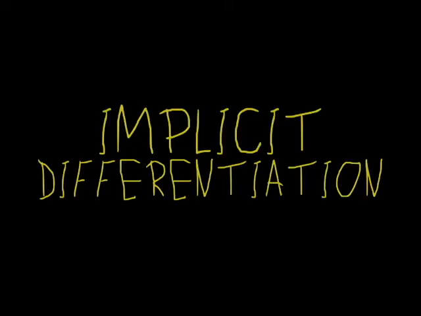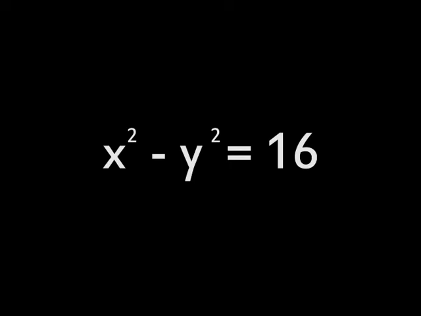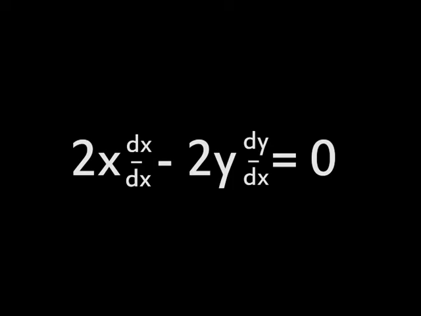In this lesson, we're going to find the derivative of an equation using the process of implicit differentiation. Let's have an example. Let's try to get the derivative of y with respect to x of the equation x squared minus y squared is equal to 16. First, we need to differentiate both sides with respect to x. So we're going to have d over dx multiplied to the whole equation. Now, we're going to apply the differentiation rule. We're going to have 2x multiplied to the derivative of x with respect to x minus 2y multiplied to the derivative of y with respect to x is equal to 0.